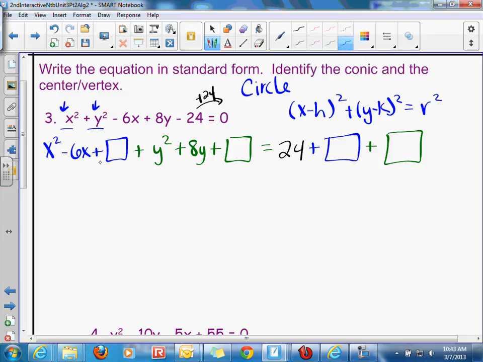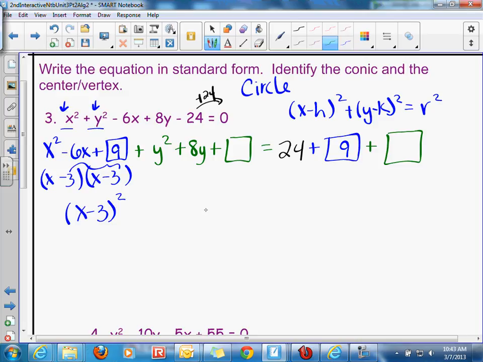So focus on our x's. We don't have to factor anything out because there was no lead coefficient on the x squareds. So it's just x and x. Half of negative 6 is negative 3. Negative 3 times negative 3 is positive 9. So the number added for the x's is 9. And this part will be x minus 3 parentheses squared.